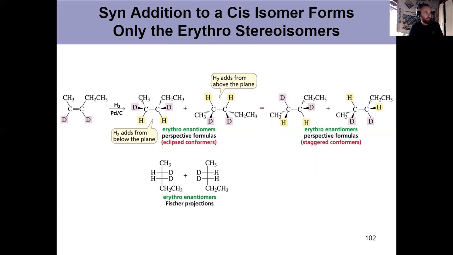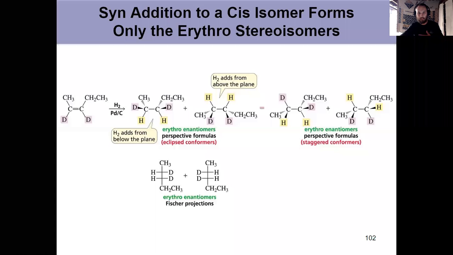And if you have a syn addition to a cis isomer, you only get the erythro stereoisomers. And this is the part of the chapter where things really get convoluted, and I don't like the way the textbook approaches this. If you've got the textbook with you or lecture slides, you can skip ahead and check them out. There is a golden rule that helps guide you through these that I want to introduce now.